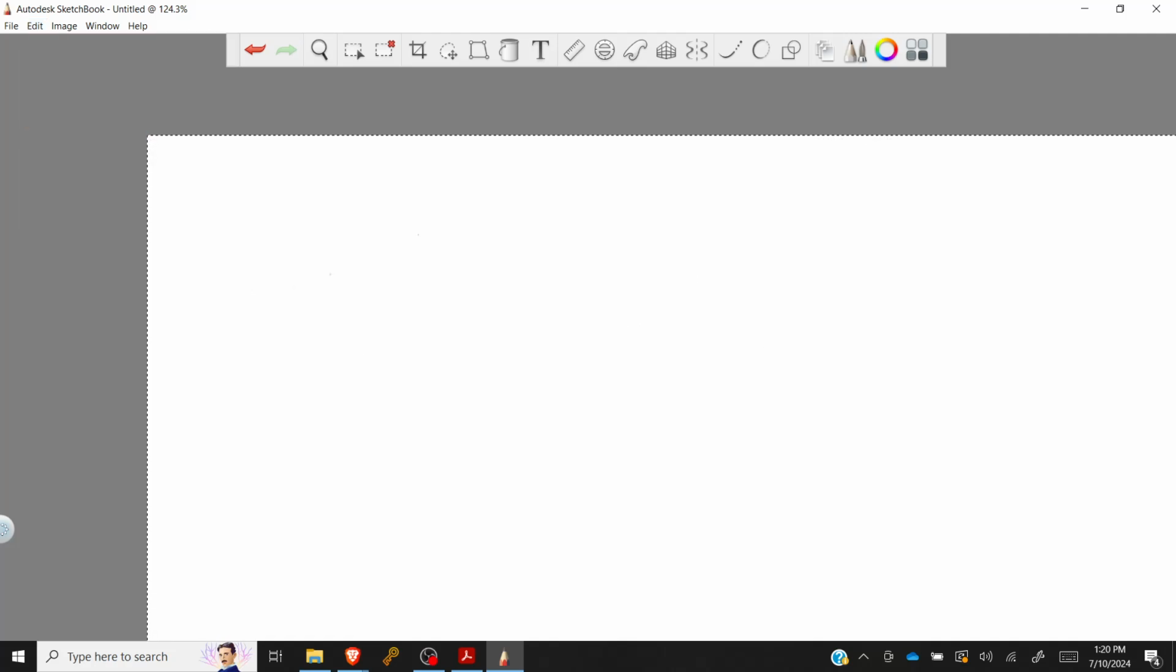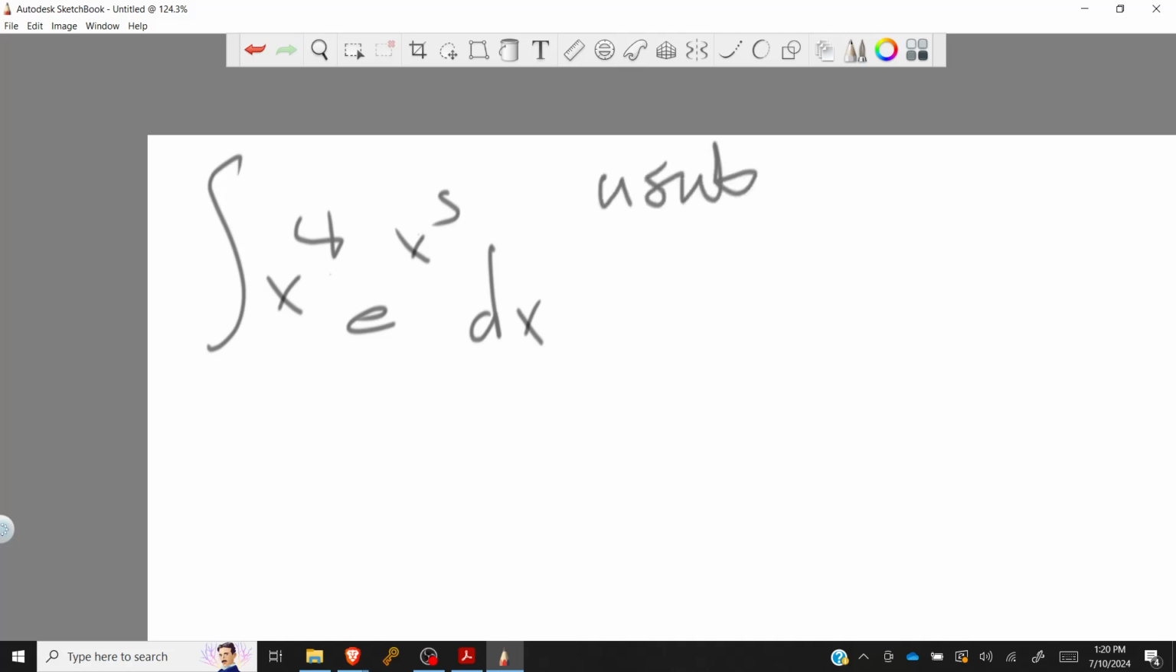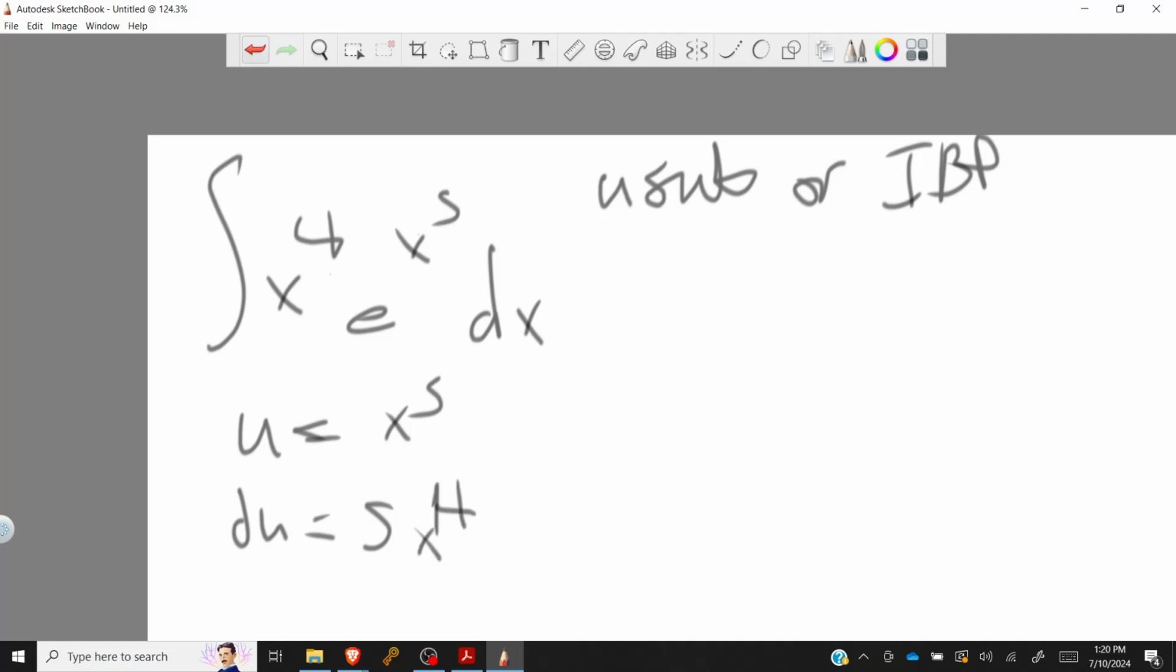Let's see what else they have. It's going to be x to the 4th e x to the 5th dx. So you're going to use u sub or integration by parts. I would heavily recommend u sub in this one.